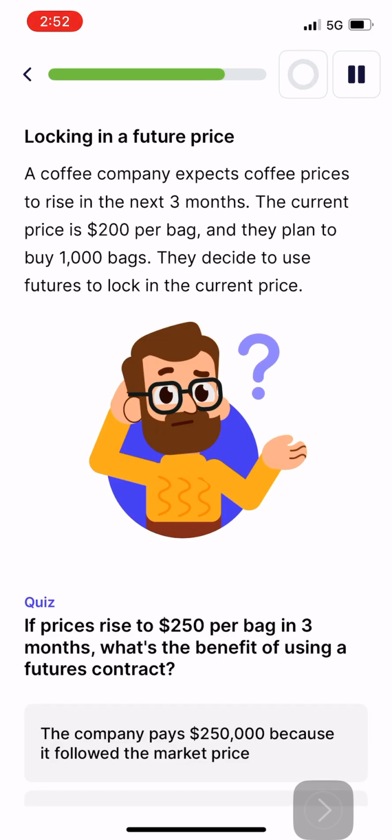Quiz question. A coffee company expects coffee prices to rise in the next 3 months. The current price is $200 per bag, and they plan to buy 1,000 bags. They decide to use futures to lock in the current price. If prices rise to $250 per bag in 3 months, what's the benefit of using a futures contract?